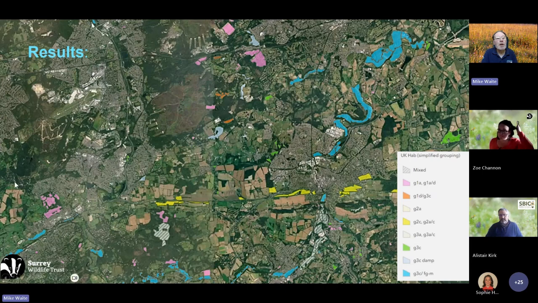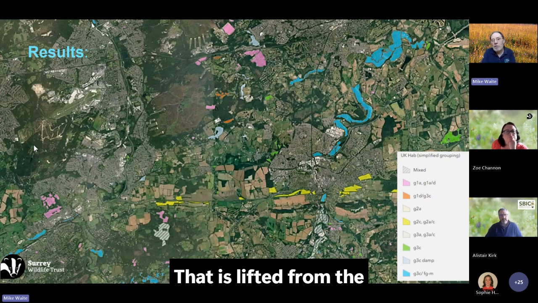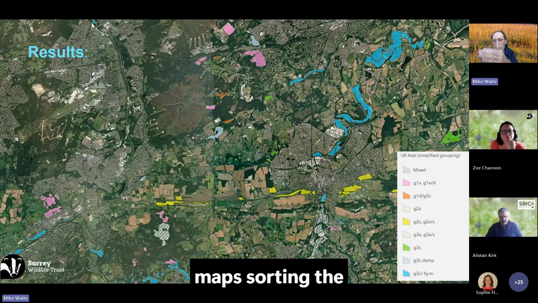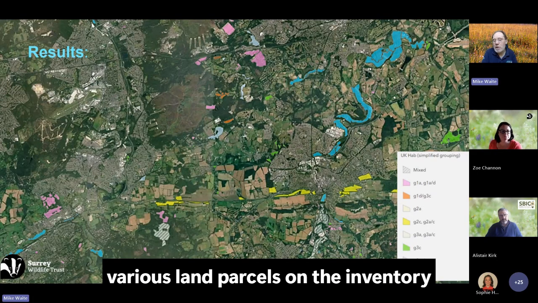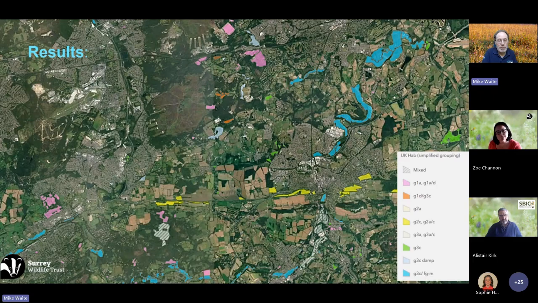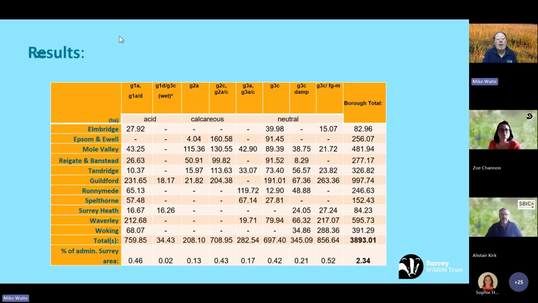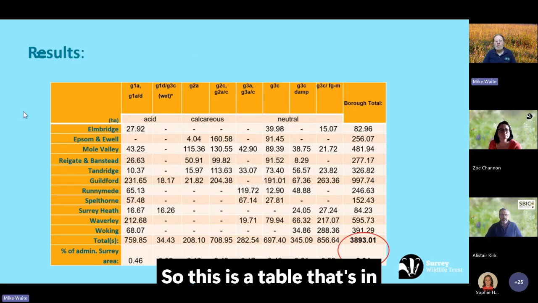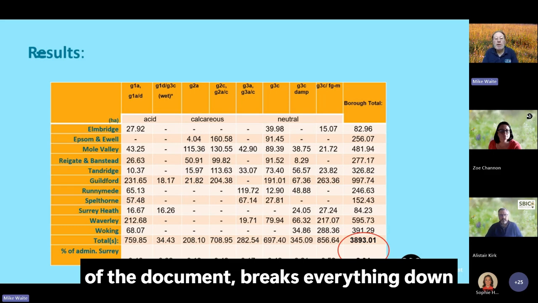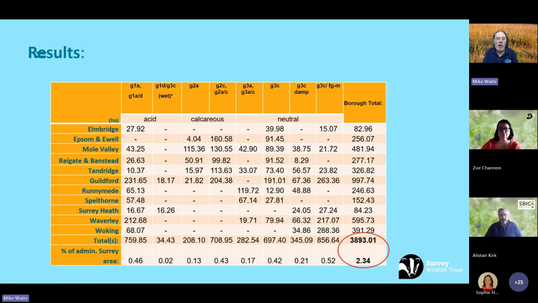Results. That is lifted from the appendix now. You'll see we've got maps sorting the various land parcels on the inventory into their different UK habitat types. Now, this is a table that's in appendix 2 of the document. It breaks everything down into the habitat types at the top by borough.